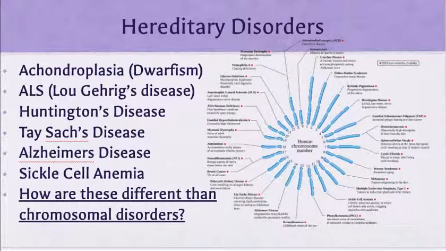So, next slide, hereditary disorders. I gave this handout in class about a whole bunch of the different disorders that happen on various chromosomes. Some of those are achondroplasia, ALS, Huntington's disease, Tay-Sachs, Alzheimer's, sickle cell anemia. What I really wanted to emphasize is that all of these disorders are different in that you inherit them from your parents. Your parents have it on their genes and they give it to you, rather than a chromosomal disorder like Down syndrome from yesterday, where you don't get it because your parents have it, you get it because of a mistake during meiosis.